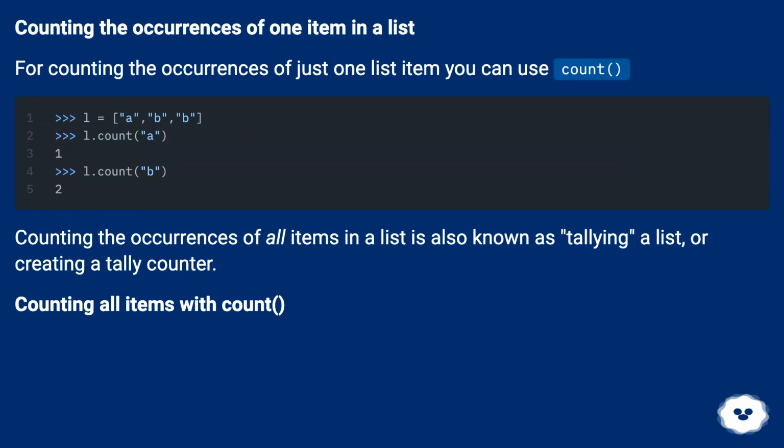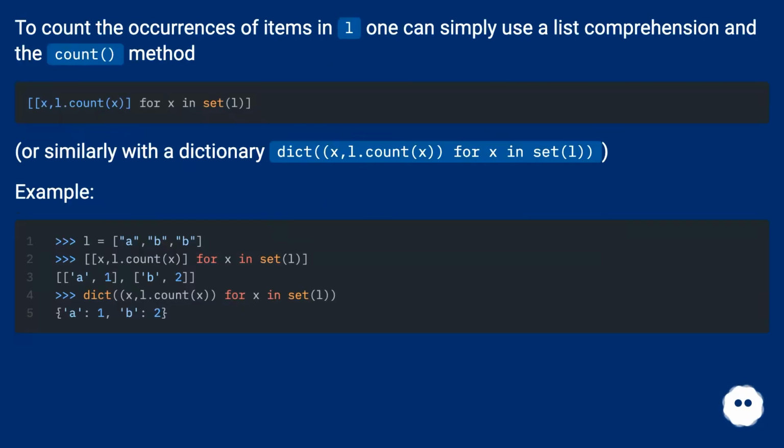Counting the occurrences of all items in a list is also known as tallying a list, or creating a tally counter. Counting all items with count: to count the occurrences of items in l1, you can simply use a list comprehension and the count method. Or similarly with a dictionary, dict(x, l.count(x)) for x in set(l). Example.